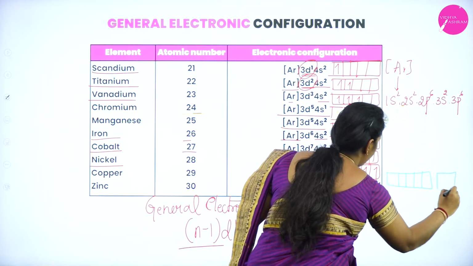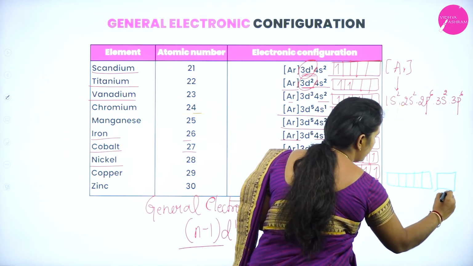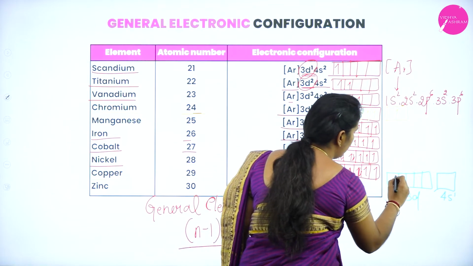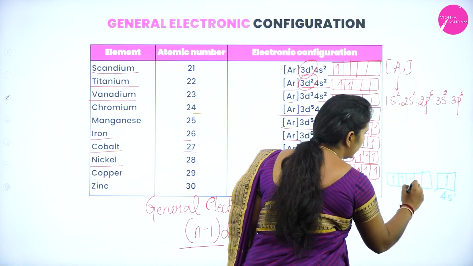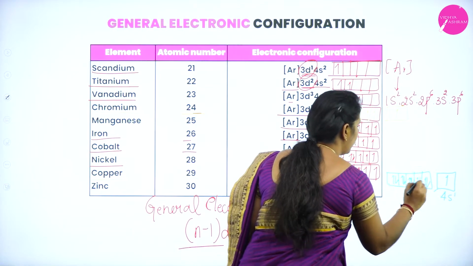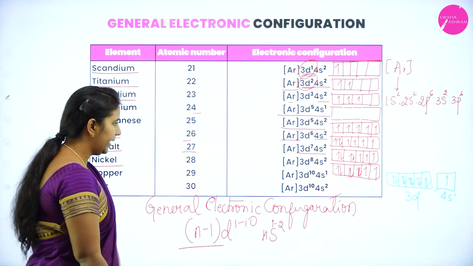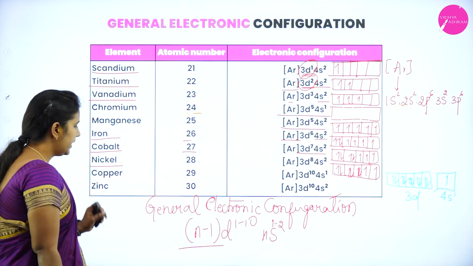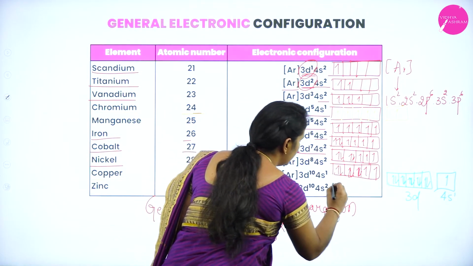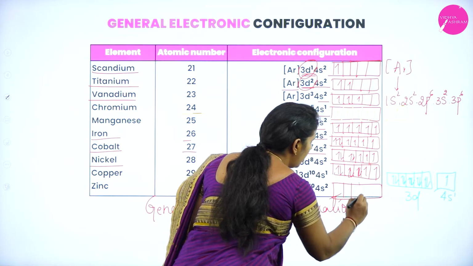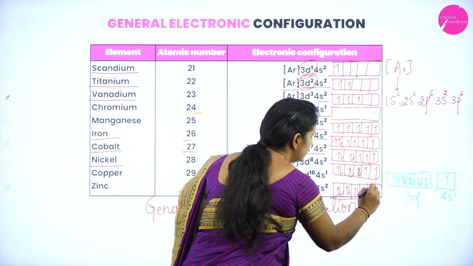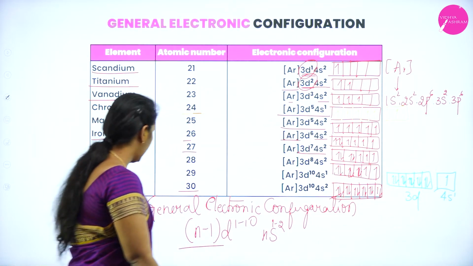So again we have 1 in 4s. It consists of 1 electron in 4s, and the 3d consists of 10 electrons. So 1, 2, 3, 4, 5, 6, 7, 8, 9 and 10. Okay. So the 3d orbitals are completely filled in the case of copper. Zinc now, which consists of 30 electrons. So how do you fill up here? Again you can see that all the d orbitals are completely filled. Is it right? All d orbitals are completely filled.